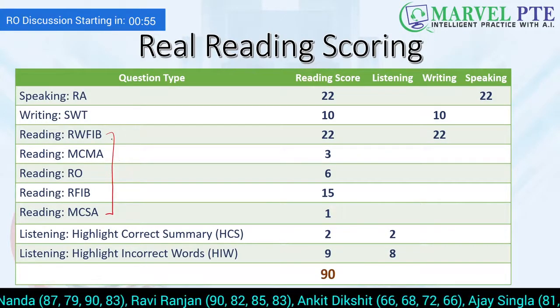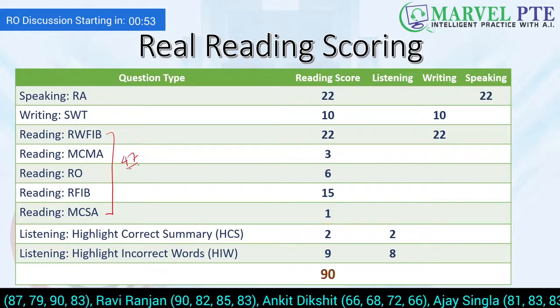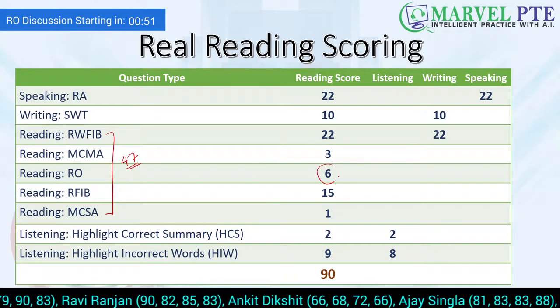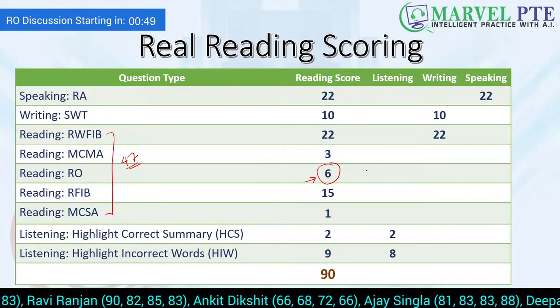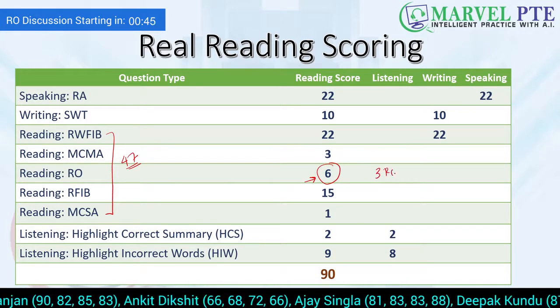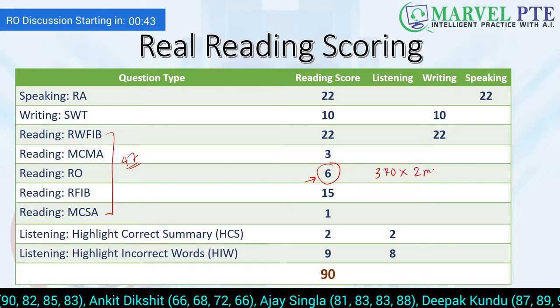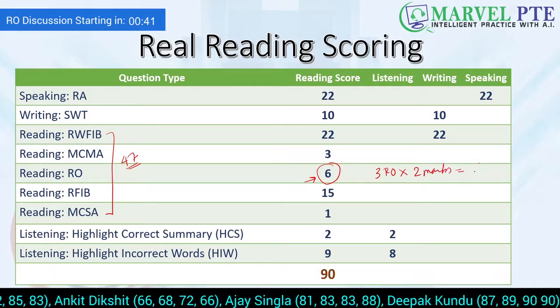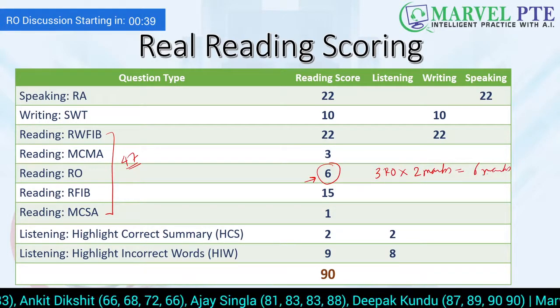So this is the real PTE reading scoring. If you see, the reading contributes just 47 marks and out of those 6 marks are contributed from reorder paragraphs. So it means that if you get 3 reorder paragraphs and if those are of 2 marks each, the total is 6 marks this way.